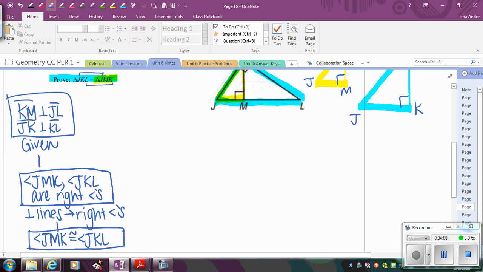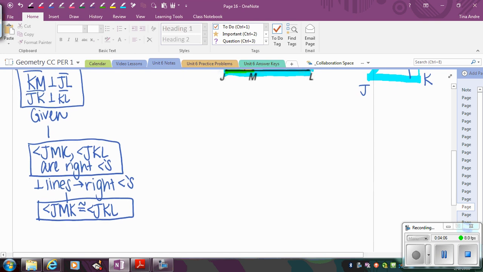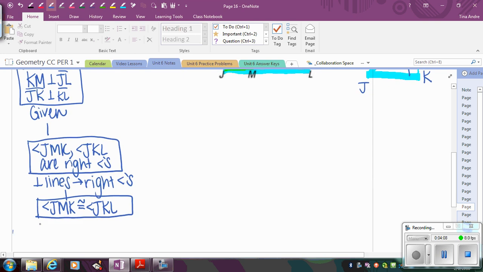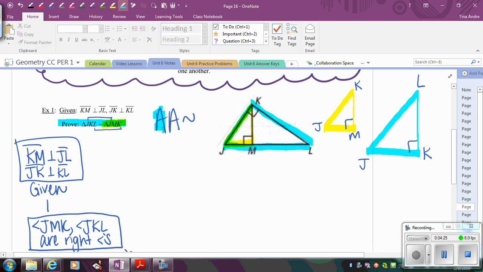I want to go that route because remember, I'm looking for angle-angle similarity. I'm looking for two sets of congruent corresponding angles. So I can say all right angles are congruent. So there is one set of angles. Here's a set of congruent corresponding angles, so I can mark this as complete. And now I need another set of congruent corresponding angles.